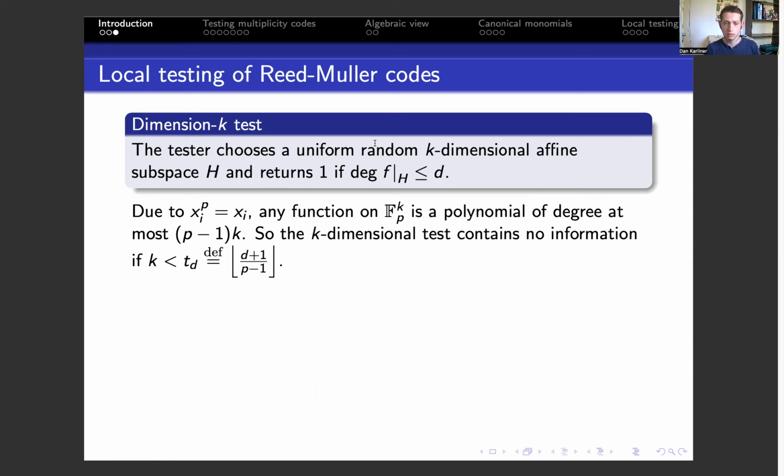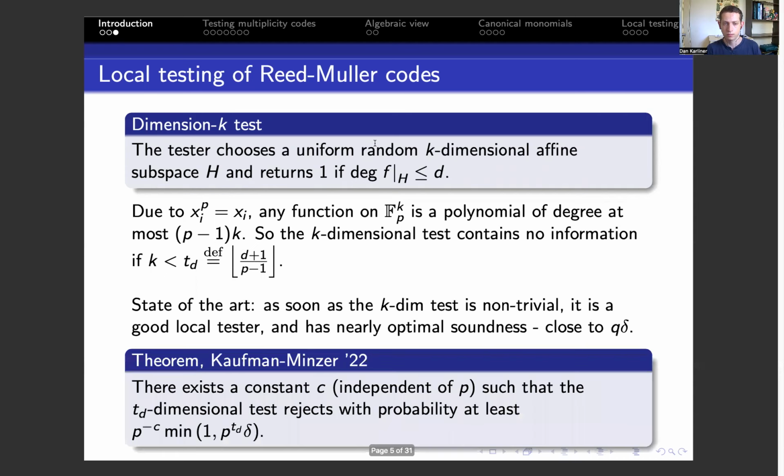Now, because x_i^p equals x_i in F_p, any function on F_p^k is equivalent to a polynomial of degree at most (p-1) times k. So for the k-dimensional test to be interesting, (p-1) times k needs to be larger than d. Or in other words, k needs to be at least this testing dimension that's written here.